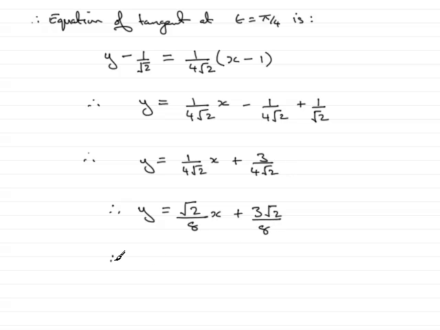And so therefore we have that y is identical to ax plus b, where clearly a is equal to root 2 over 8 and b is equal to 3 root 2 over 8. And that brings us to the end then of part B.